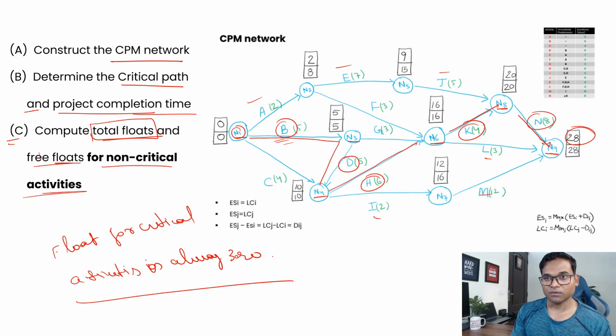So let's calculate the floats and free floats of the non-critical activities. Here we will be forming a table, and from there we will be calculating critical and non-critical activities as well as their applicable floats. If you apply the formula, you will see from those calculations that the float against each critical activity is 0, and for non-critical activities you will get values according to the duration or the formula which we have.